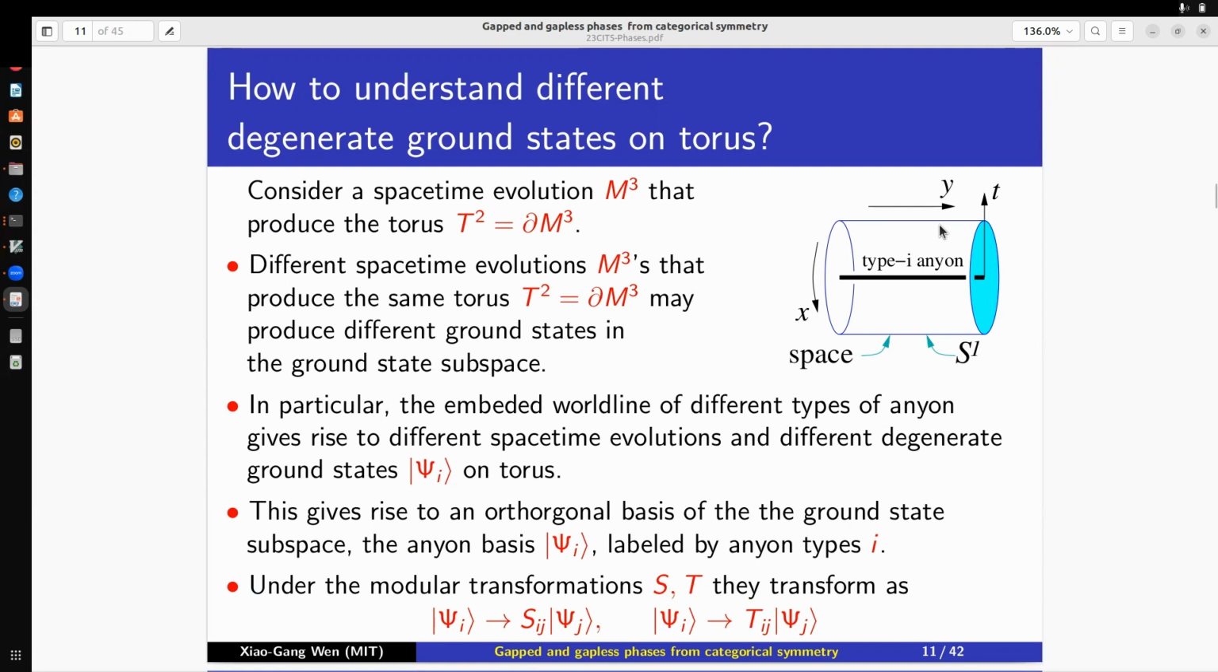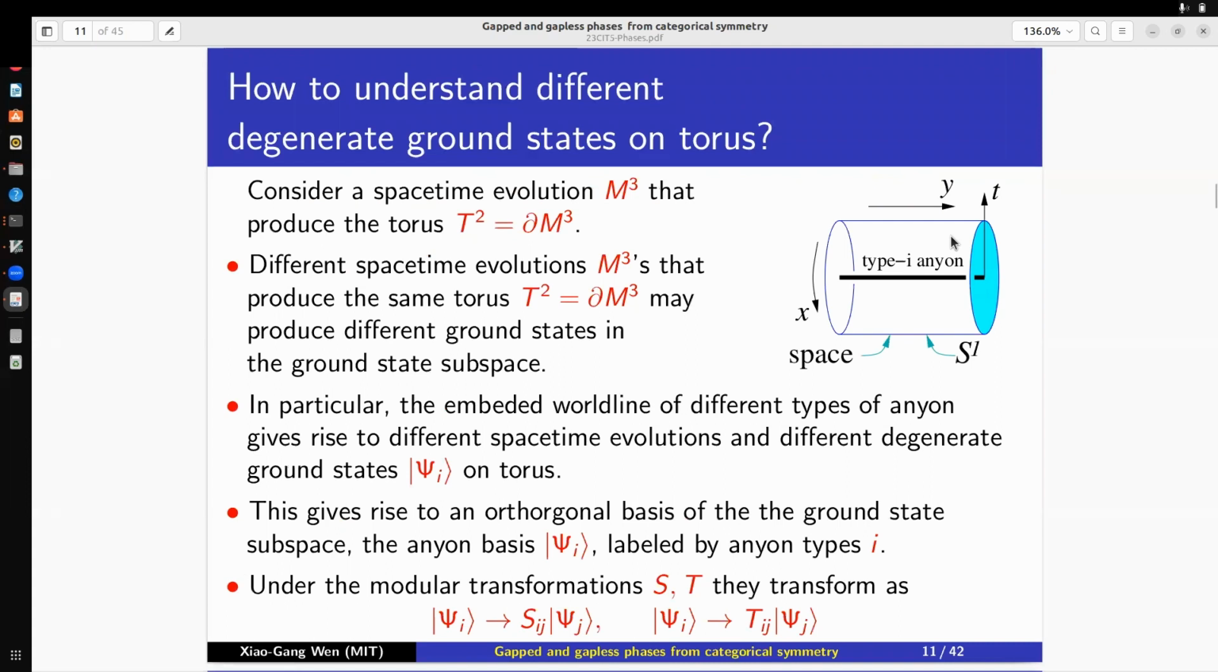So the point is that the degenerate ground states are labeled by the type of anyon in the bulk, in the topological order. And also in this particular setup, this anyon world line gives us a special basis of the degenerate ground state, and we call this the quasi-particle basis. Using this special basis, we can define the ST matrix without ambiguity of the choice of basis. So that's basically the point here. Okay. So this is one thing.